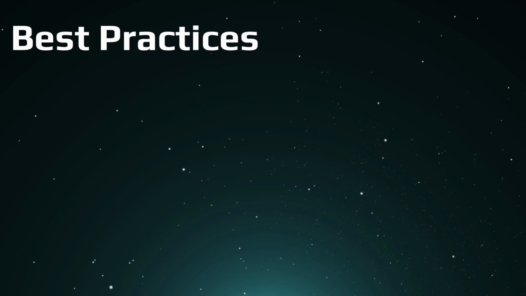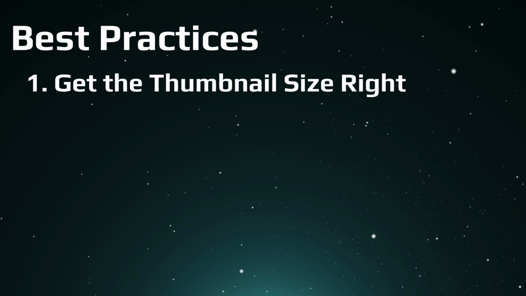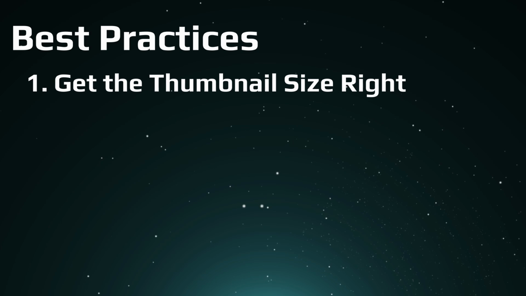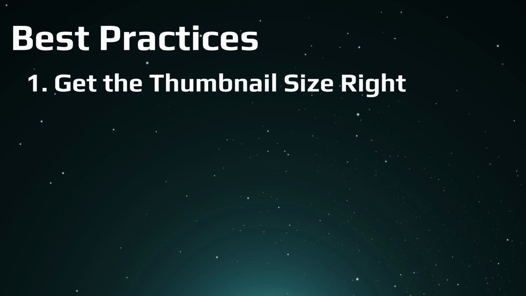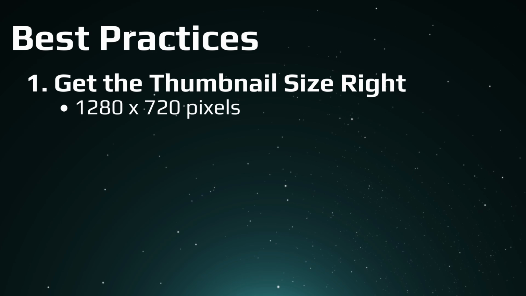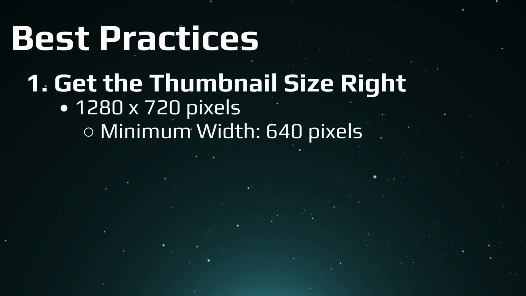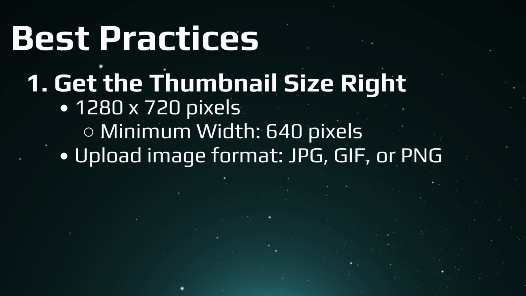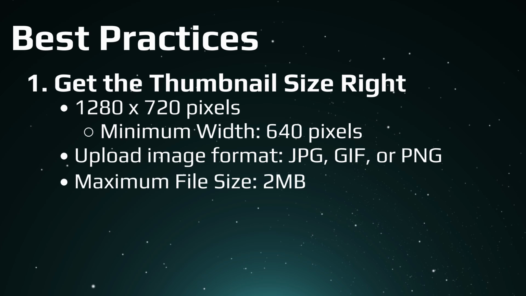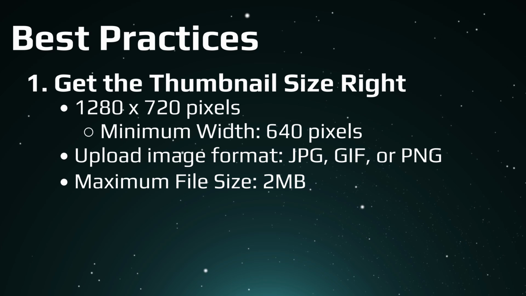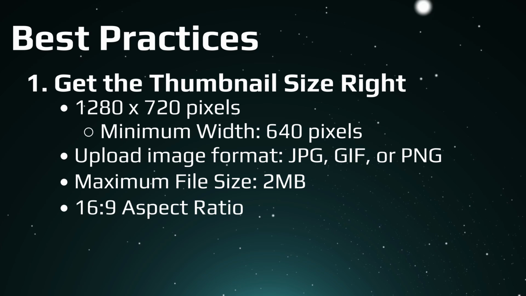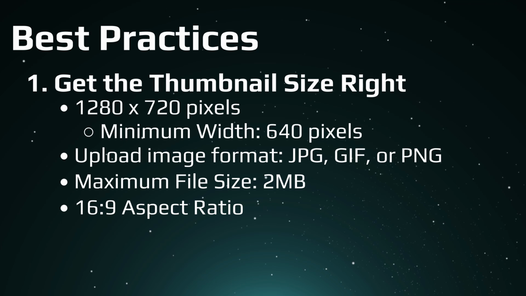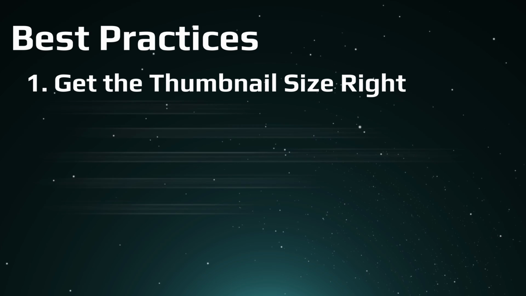Number 1, get the thumbnail size right. The requirements for a YouTube thumbnail as of fall 2020 are as follows. 1280 by 720 pixels with a minimum width of 640 pixels, an upload image format in JPEG, GIF, or PNG, with a maximum file size of 2 megabytes, and a recommendation of using a 16 by 9 aspect ratio, since that is what is mostly used in YouTube and previews.